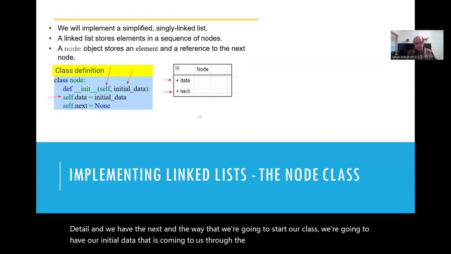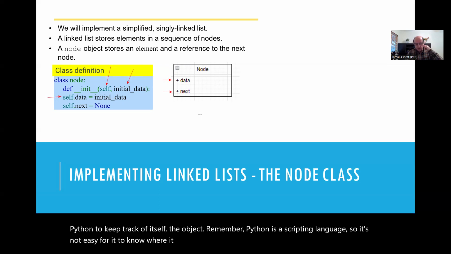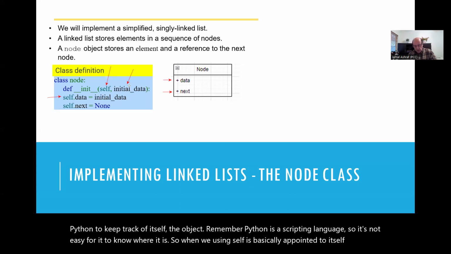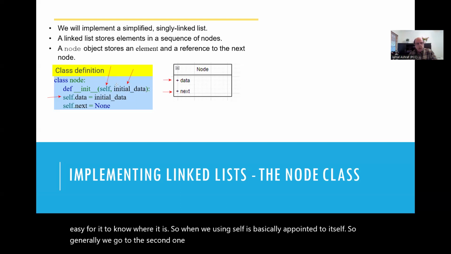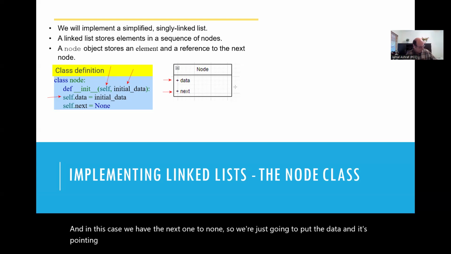Remember, self is a way for Python to keep track of itself, the object. Remember, Python is a scripting language, so it's not easy for it to know where it is. So when we're using self, it's basically a pointer to itself. Generally, we go to the second one and we work on those. We're going to take the initial data and put it in this data over here. And in this case, we set next to None. So we're just going to put the data, and it's pointing to nowhere.